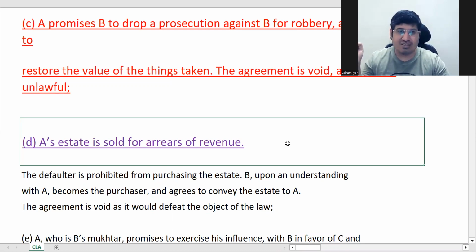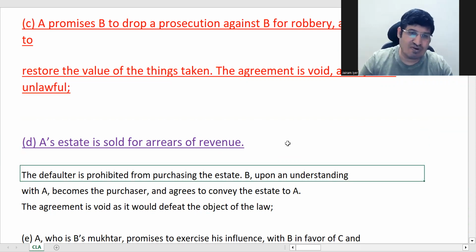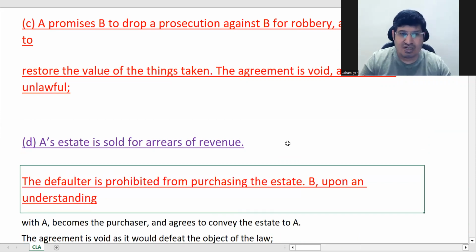Sometimes if you do not pay land revenue for a long time, there is too much of arrears, then the government will confiscate your land. So A's estate is sold for arrears of revenue. When the government confiscates it, it will sell it and take whatever money is required, and whatever balance remains they'll pay back. A's estate is sold for arrears of revenue. The defaulter is prohibited from purchasing the estate.